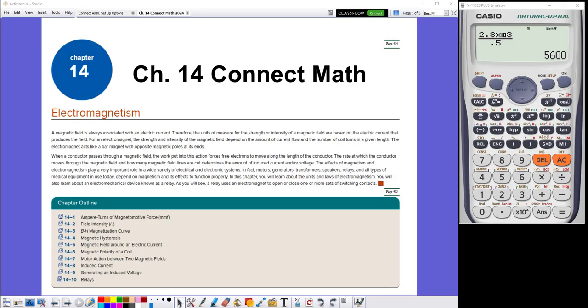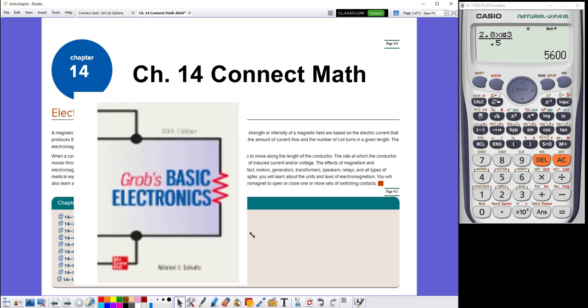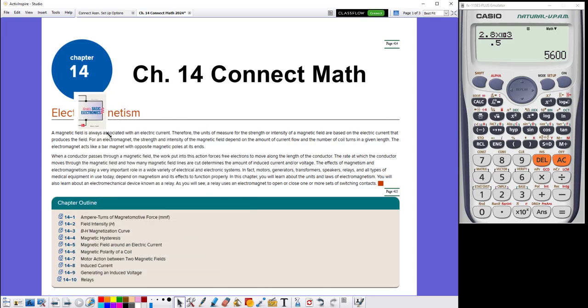Alright, this is Mr. Fontenot 1111, and I am working here in Chapter 14, Electromagnetism, of the Groves 2024 Basic Electricity and Electronics textbook. And here's what the cover of that textbook looks like. And in this video I'm trying to show you how to do the Chapter 14 math, the Connect math specifically.